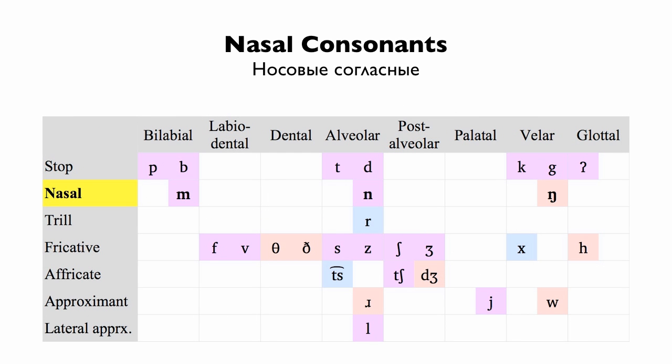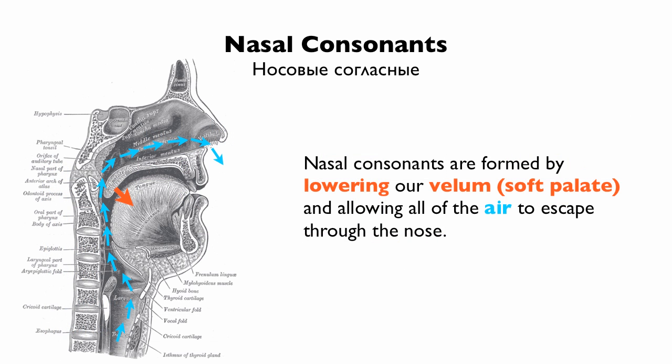Next, let's take a look at the nasal consonants. These include the sounds m and n, which occur in both Russian and English, and the sound ng, which only occurs in English. Nasal consonants are formed by lowering our velum, a soft tissue in the back of the mouth, and allowing all of the air to escape through the nose.